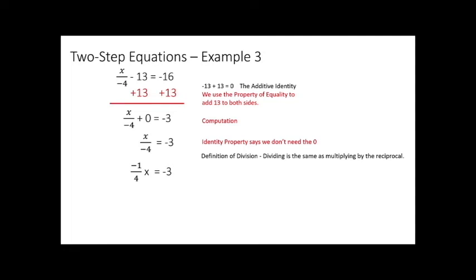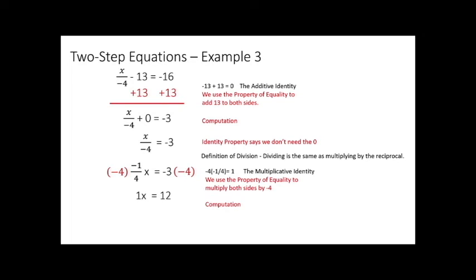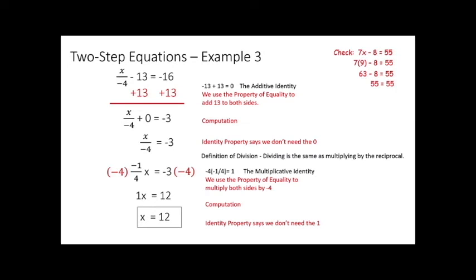Oh, I did go ahead and show you that I'm writing it as a fraction instead of division. The easiest way to get rid of that and turn it into a 1 is to use the multiplicative inverse, not identity, same typo, which is -4/1. We multiply that together, you get 1x equals 12. Identity property says we don't need the 1. And of course I have the check for you, which is the check from the last problem.